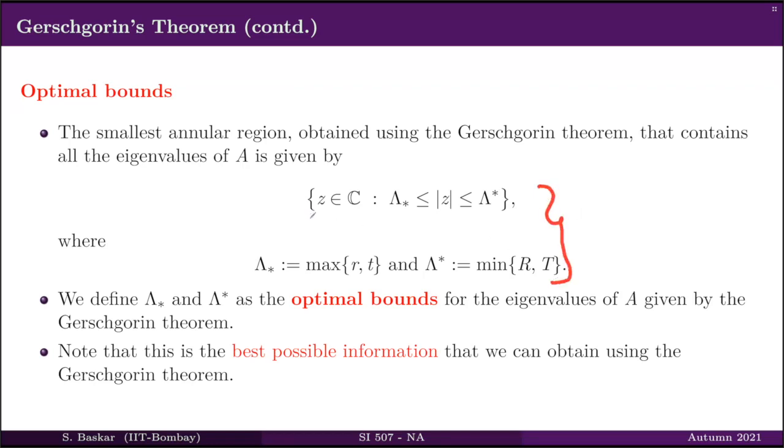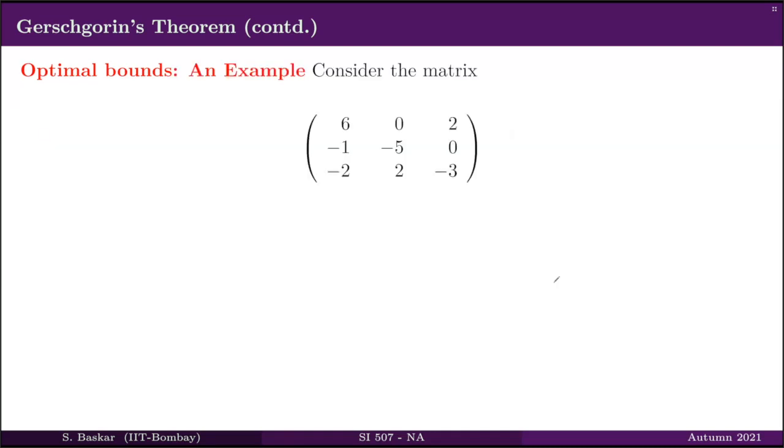We will refer always to this lambda suffix star and lambda superstar as the optimal bounds for the eigenvalues as per the Gerschgorin theorem. Then what you do is you find the annular region by applying the Gerschgorin theorem to A, and you also find the annular region by applying Gerschgorin theorem to A transpose, and then you use this formula. Let us see an example.